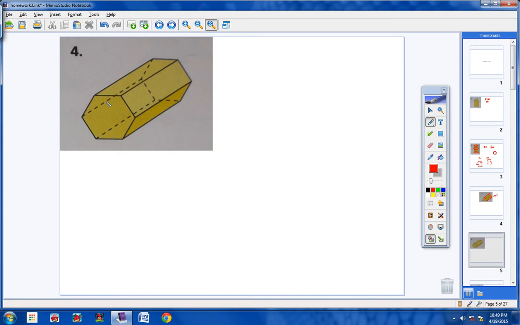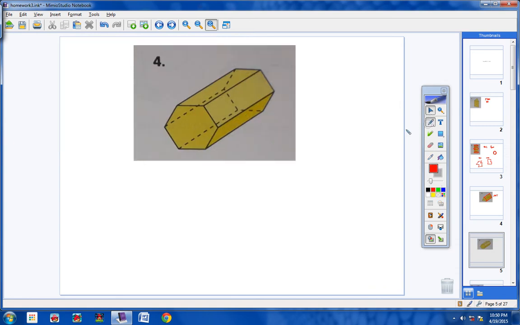The front face is a hexagon, okay? 1, 2, 3, 4, 5, 6. The back face is a hexagon. 1, 2, 3, 4, 5, 6. All of these faces over here are rectangles. All of these faces are rectangles. Every single one. So every single face on this solid is a polygon. So we know we have a polyhedron.